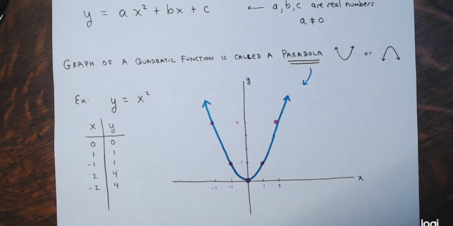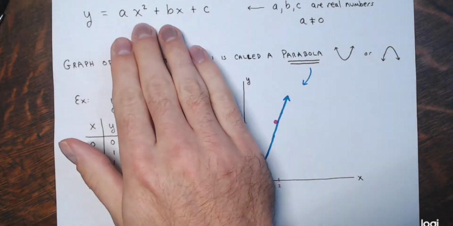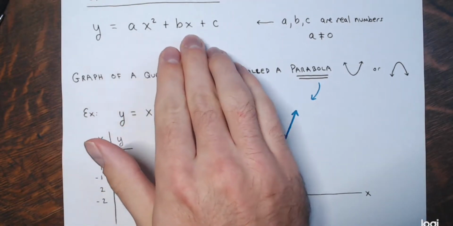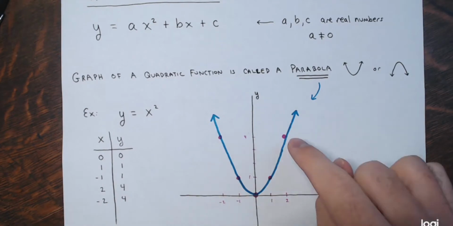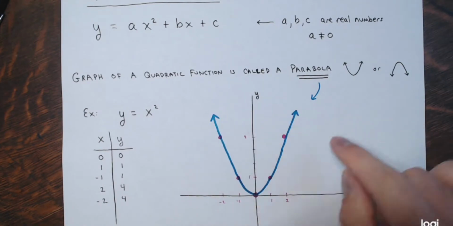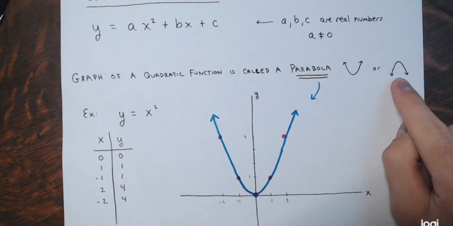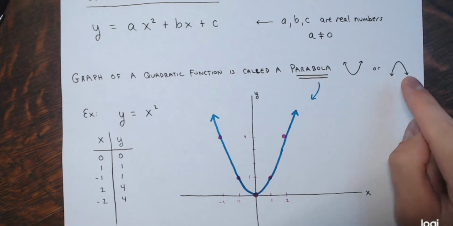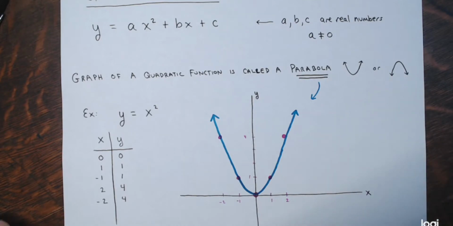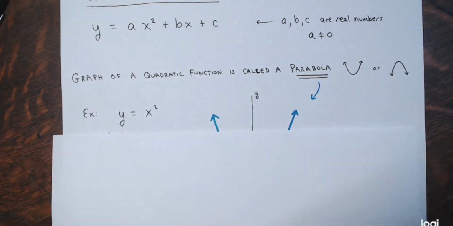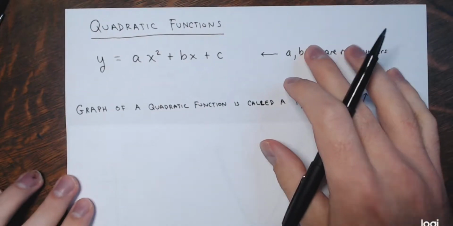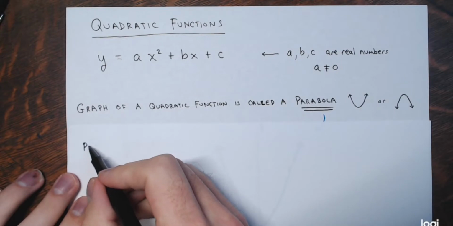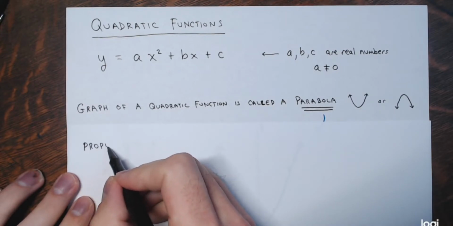Okay. Now the graph of, again, any function that looks like this, y equals ax squared plus bx plus c, is going to have either this shape where the U is opening up, or this shape where the parabola is opening down. And it's real easy to tell just by looking at the equation. So some properties that we're going to come across.